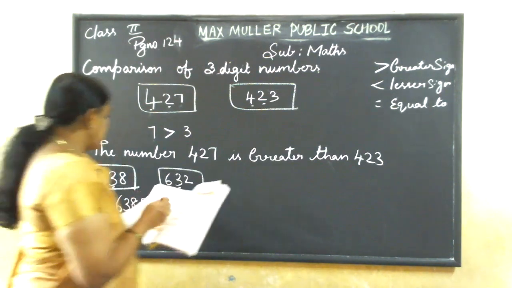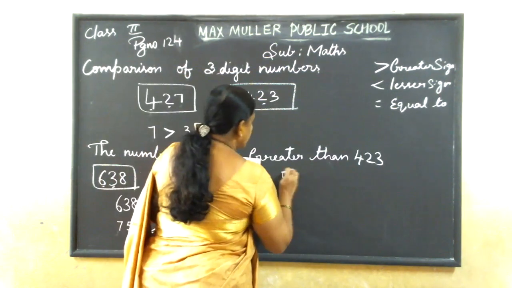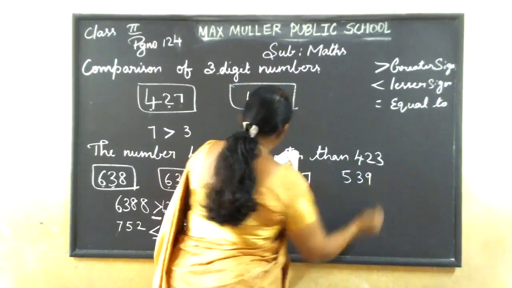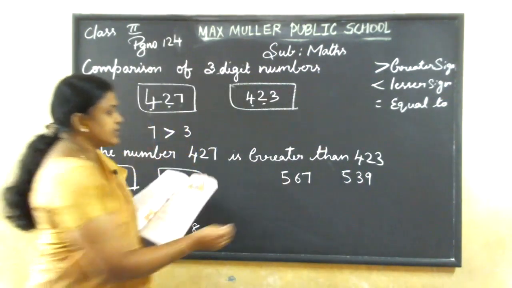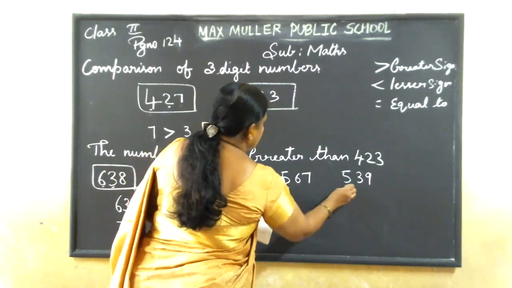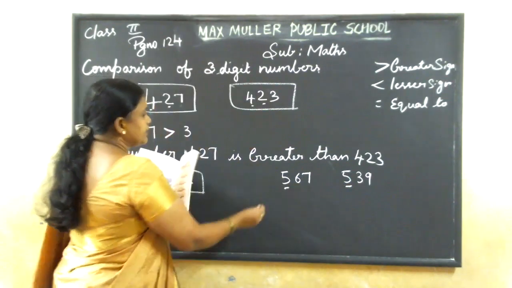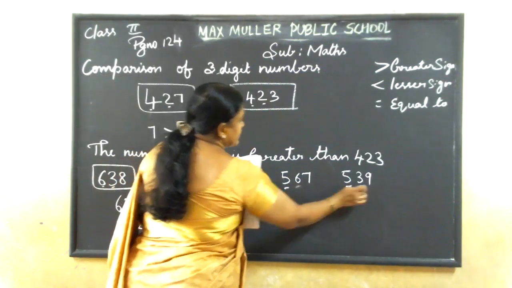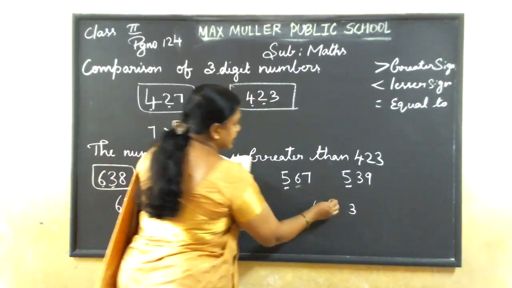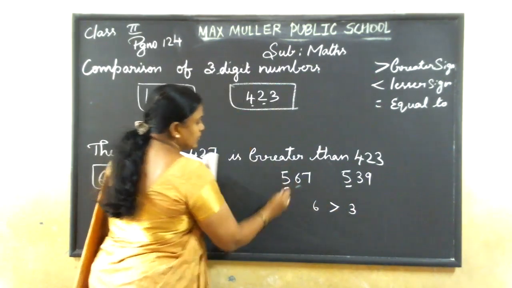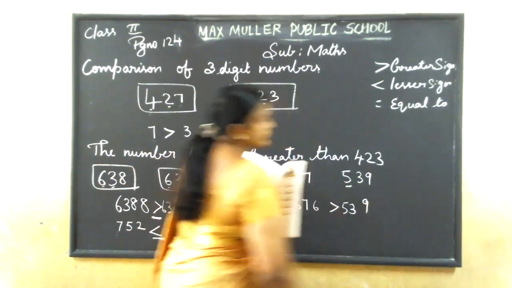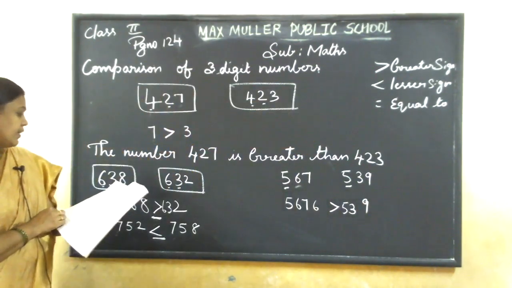Observe these numbers, 567 and 539. In both the numbers, the digits in the hundreds place are the same. In the hundreds place 5 is the same. In the tens place 6 here, 3 here. Which one is bigger, the greater number? 6 is the greater number. So 567 is greater than 539. Understood, children?